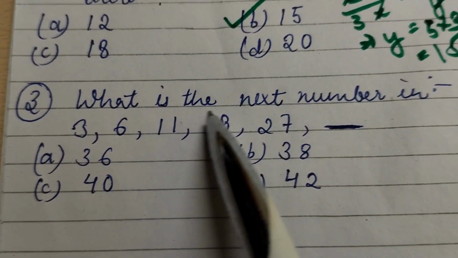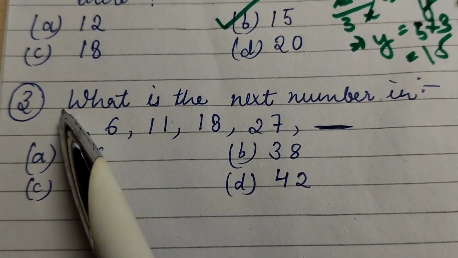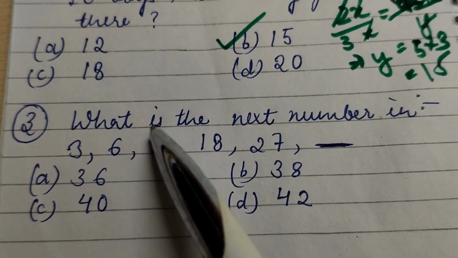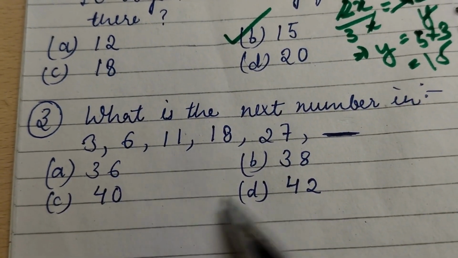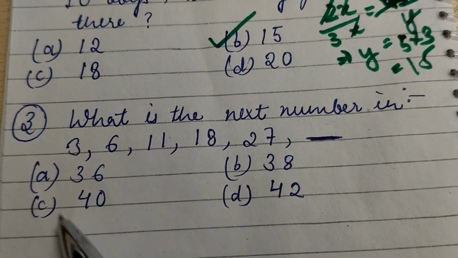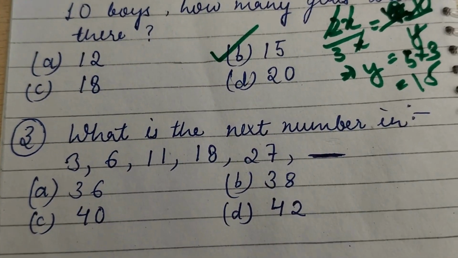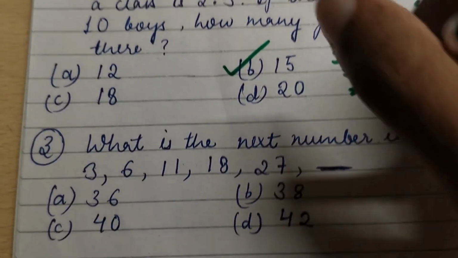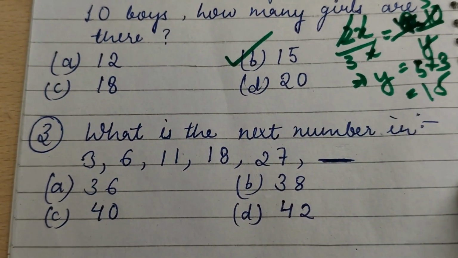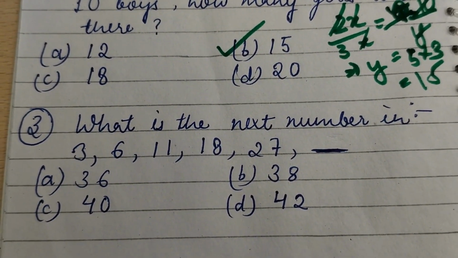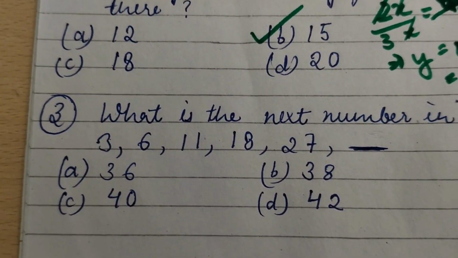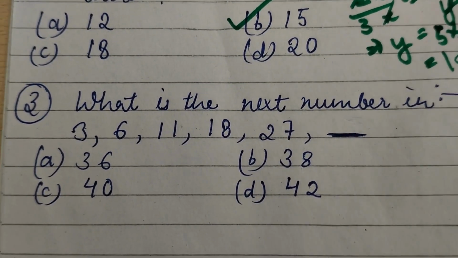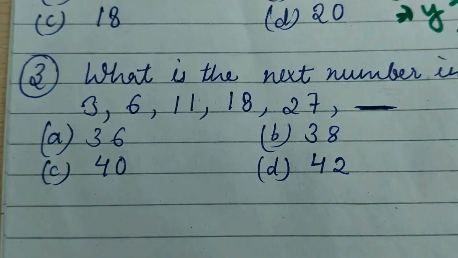What is the next number in the sequence 3, 6, 11, 18, 27? A, 36, B, 38, C, 40 or D, 42? What do you think is the answer? You can pause the video in between if you want to think more about the answer, otherwise just enjoy.